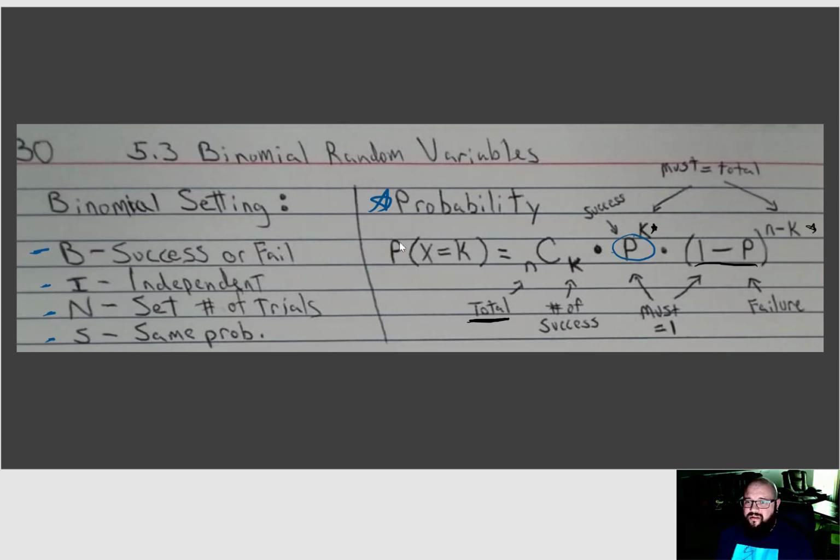Again, don't let this big scary equation mess with you. It's not too bad. Just kind of got to think about it when you're writing it out, and also make sure your binomial settings work. To be able to use that formula, the BINS has to check off. So you got a success or fail, I for independent, N for the set number of trials, and S for the same probability.